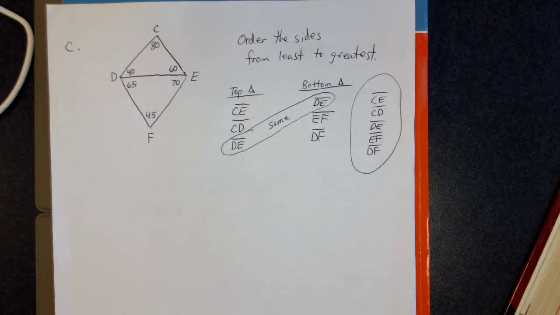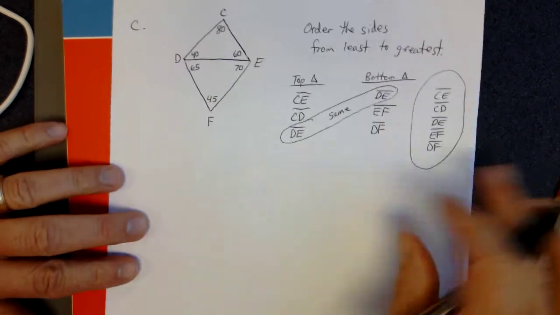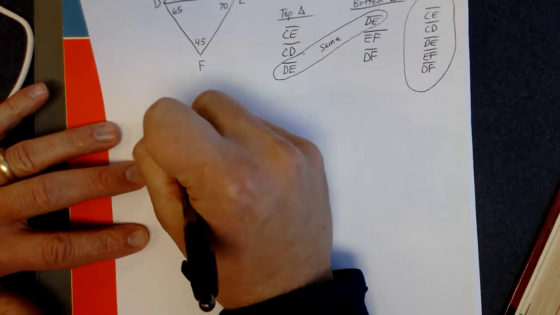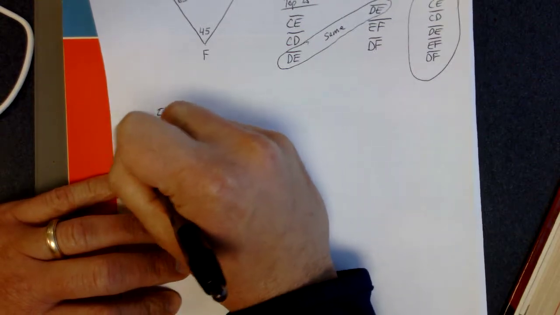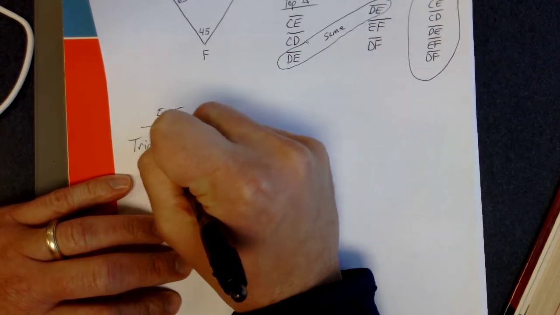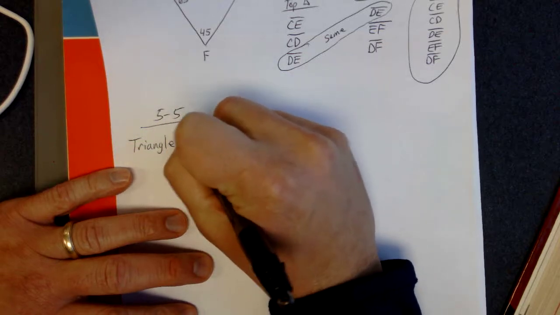Okay, that takes care of section 3. Now let me flip over to section 5. There's just one thing in section 5 that we do. And I'll put 5.5 here just so we know we're starting the new section. And the one new thing in 5.5 is called the triangle inequality theorem.